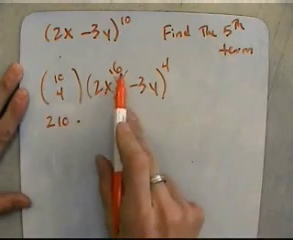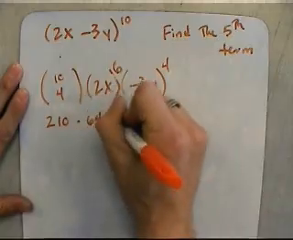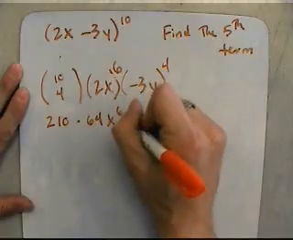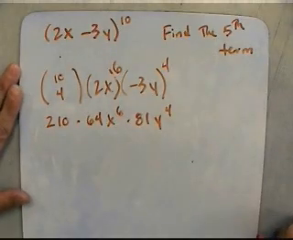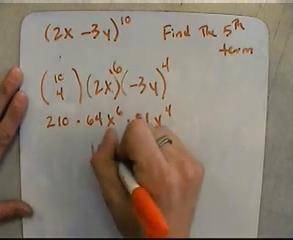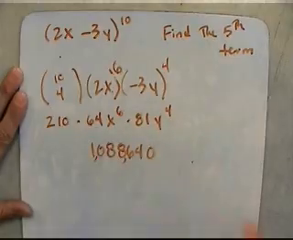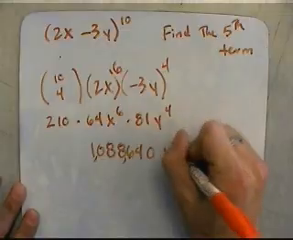Multiplied by 2 to the 6th power. Ooh, 64. And then x to the 6th, and then negative 3 to the 4th, which is positive 81. Y to the 4th. And so we'll multiply those coefficients together. So we go 210 multiplied by 64 multiplied by 81, and I get, oh my goodness, that's a big number. 1,088,640, x to the 6th, y to the 4th.